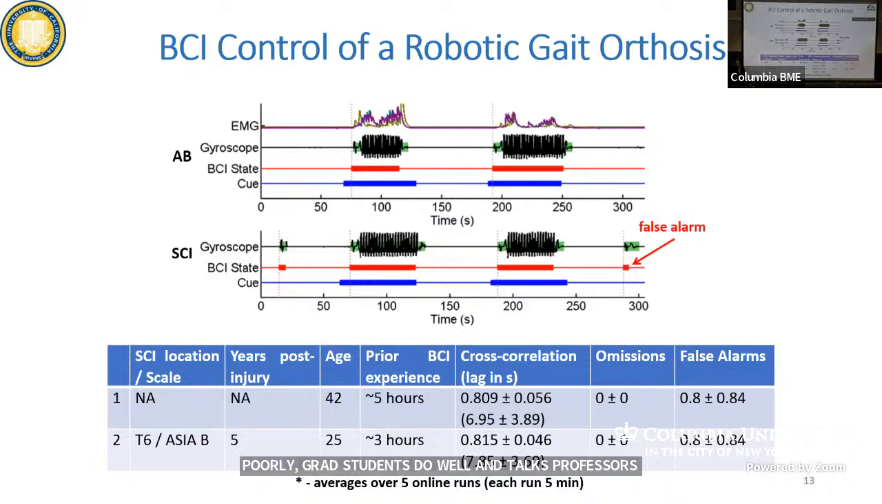Anyway, so you see here the diagram. The cues are given in blue: thin means don't walk, fat means walk, and then the red is the decoded one. You see a very good cross correlation with some delay, as high as 0.8 correlation coefficient, no omissions, and the false alarm rate is fairly small, but it's there.